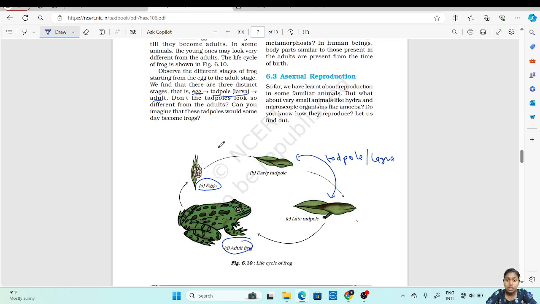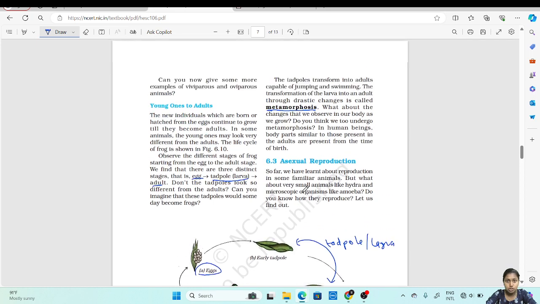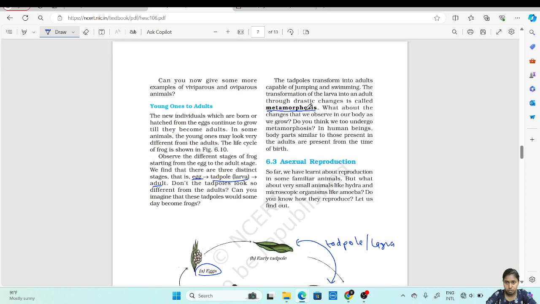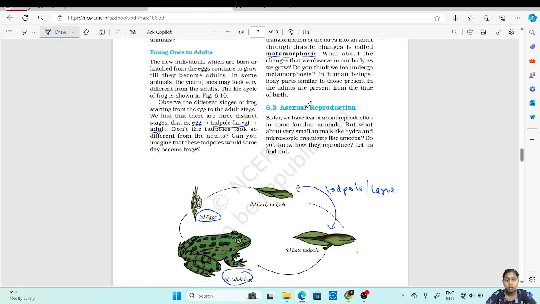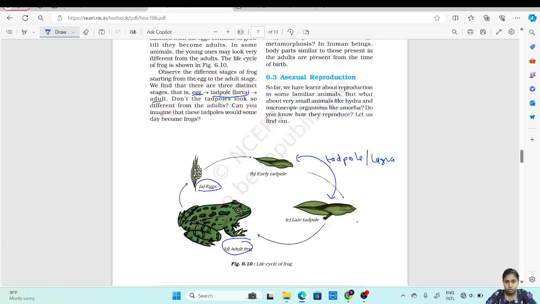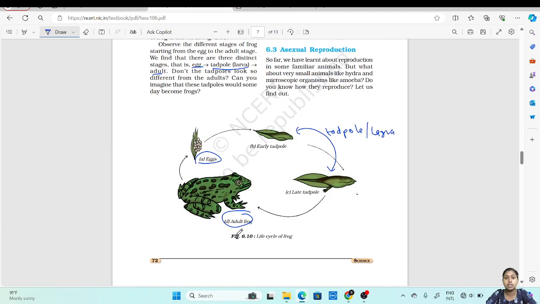Once the eggs are hatched, they form tadpoles or larvae. Do the larvae or tadpoles look similar to the adult? There is a drastic change. This drastic change is known as metamorphosis, where the transformation of the larva into the adult takes place in a drastic form. The tadpoles don't look like the adult form. This is metamorphosis.